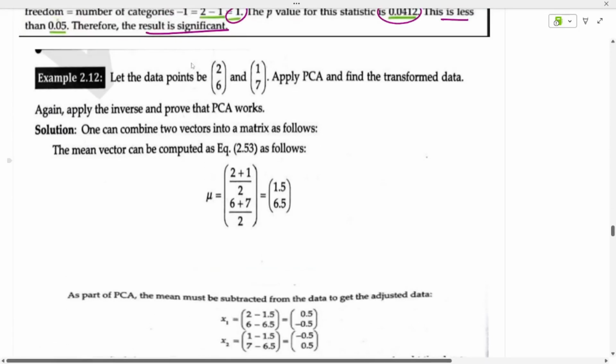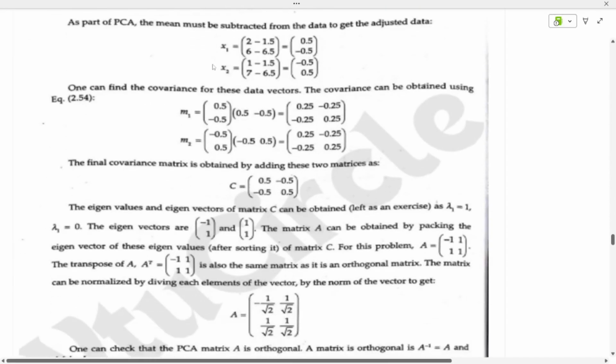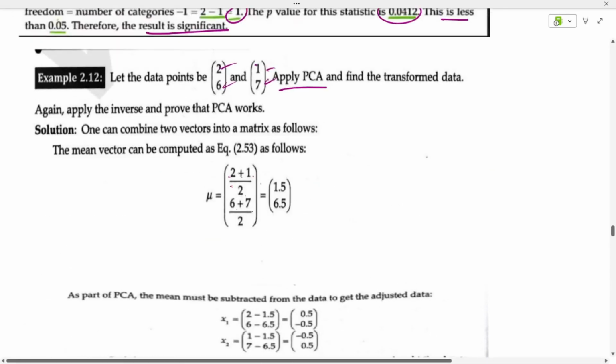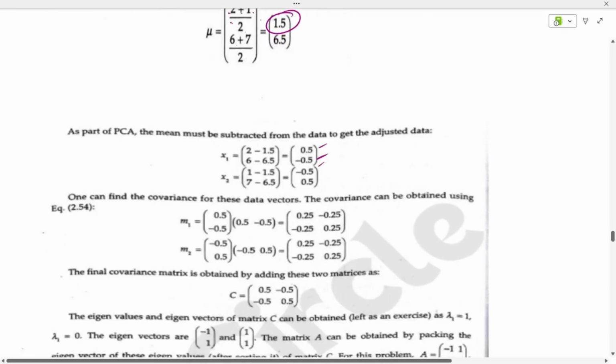Next you can say the PCA. This is also one of the important concepts. They have given 2 6 1 7. See, 2 plus 1 divided by 2, and 6 plus 7 divided by 2 because 2 elements are there. You will find out the mean first. Next what you have to do is subtract the mean from the data to get the adjusted data: you have to subtract the mean you got from each of the elements. You will get 0.5, minus 0.5, minus 0.5 and 0.5.